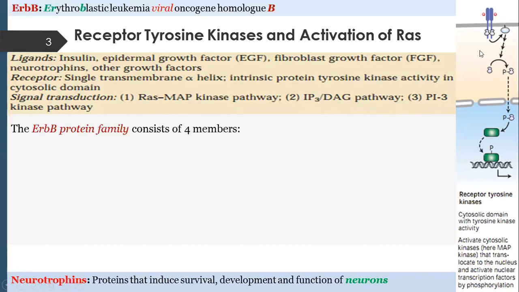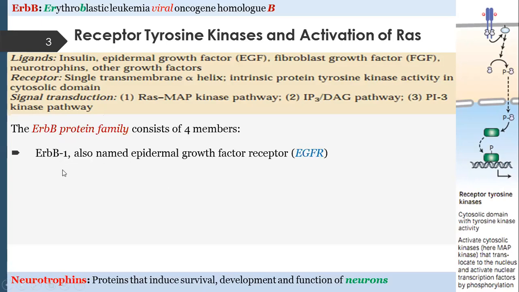This receptor belongs to a large family, the ERB protein family, and ERB means erythroblastic leukemia viral oncogene homolog B. This ERB protein family has 4 members, meaning these receptors are of 4 main types.